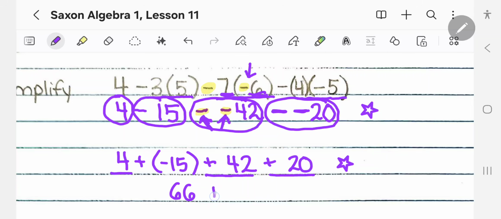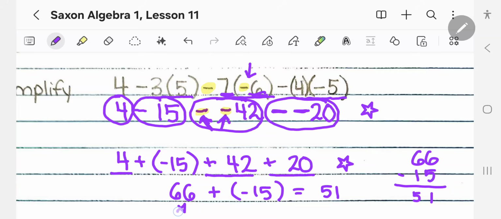Now we're going to bring down the plus the negative 15. Now I've got positives, and then I've got negatives. So I'm going to subtract their absolute values. And 66 minus 15 would be 51. So this is going to equal 51, and I take the sign of the one that has the largest absolute value, which is the 66. So it's going to be positive 51.